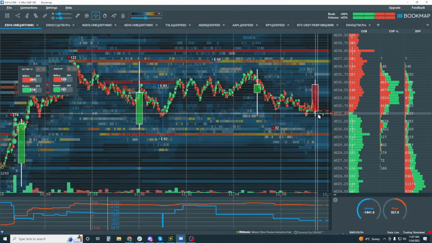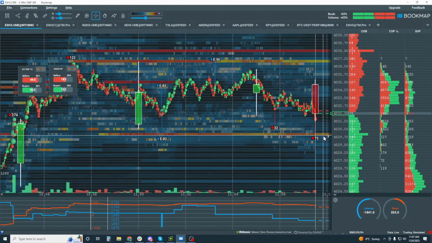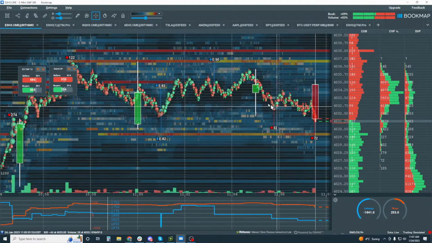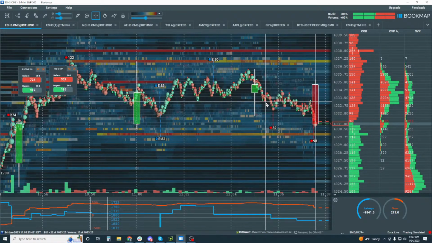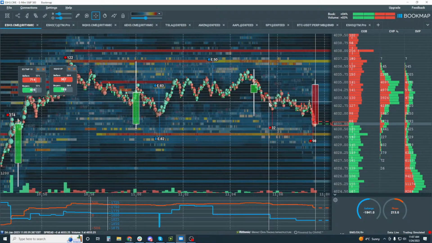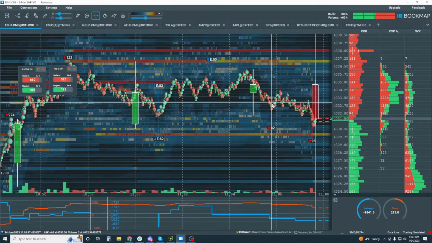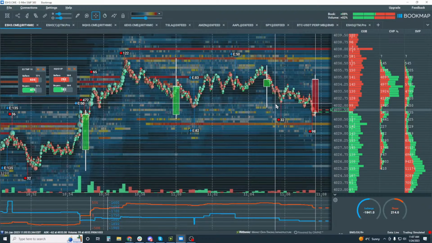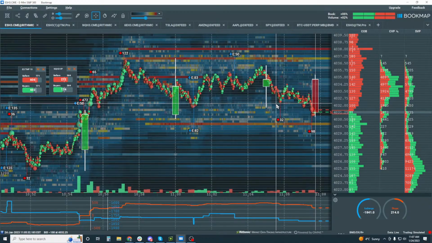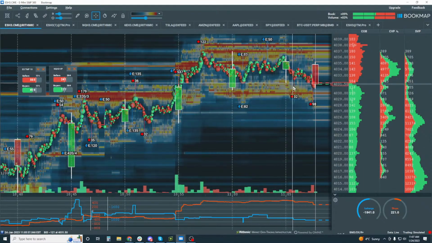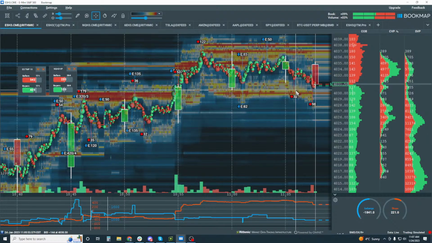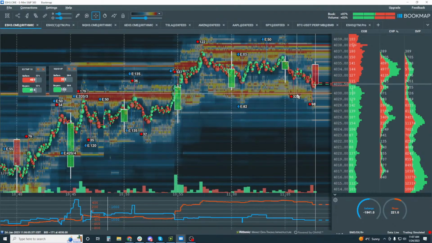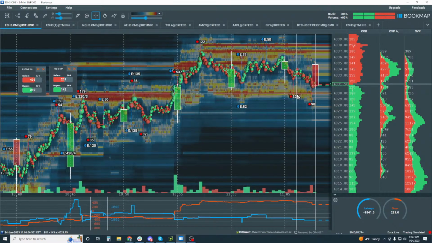Okay, so let's see if we get enough sellers here, and then the stop run down into 30. Still looking for lower. Looking for 30.